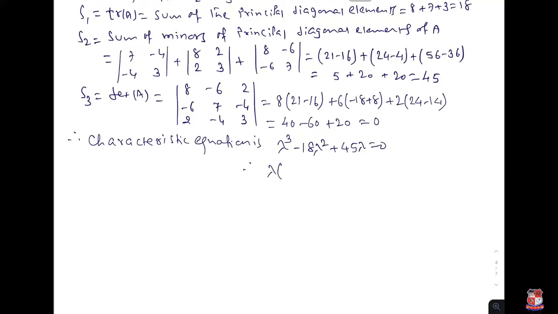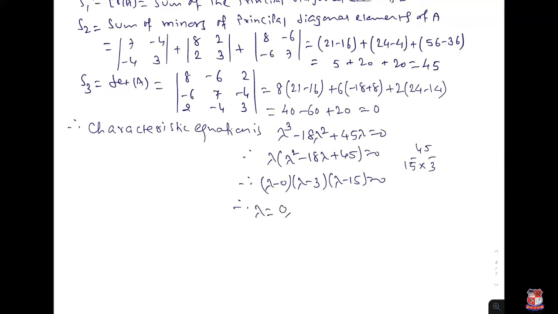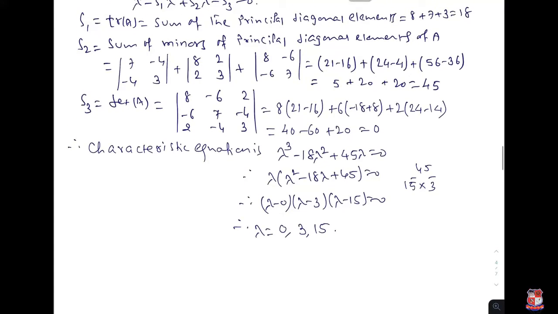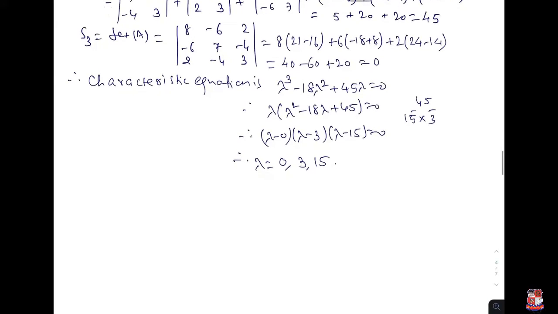And therefore you can take lambda outside. Inside we are having lambda square minus 18 lambda plus 45, and 45 you can have as 15 3s are 45, minus 15 minus 3, so that is nothing but lambda minus 3 lambda minus 15 equal to 0, and therefore lambda equal to 0, 3, 15. We know the property of eigenvalues, that if you make the product then it will be the determinant, and here we can see that it is 0, and if we add then that is nothing but the trace s1, and that is also 18 here, so we can verify that our eigenvalues are correct.